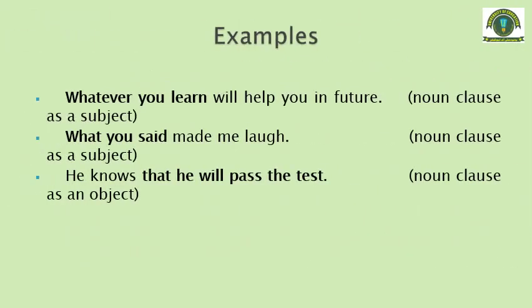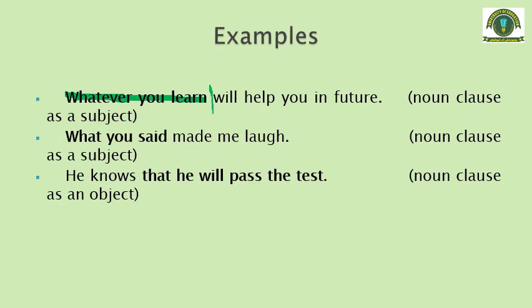Now we have some examples over here. Whatever you learn will help you in future. The sentence is beginning with whatever. It means it's a noun clause. You have to identify the predicate. The predicate will begin with the auxiliary verb: will help you in the future. Before the predicate we always have a subject. It means whatever you learn is the subject of the sentence, and it is beginning with whatever. It means it's a noun clause. So here in this sentence, the noun clause is acting as a subject.